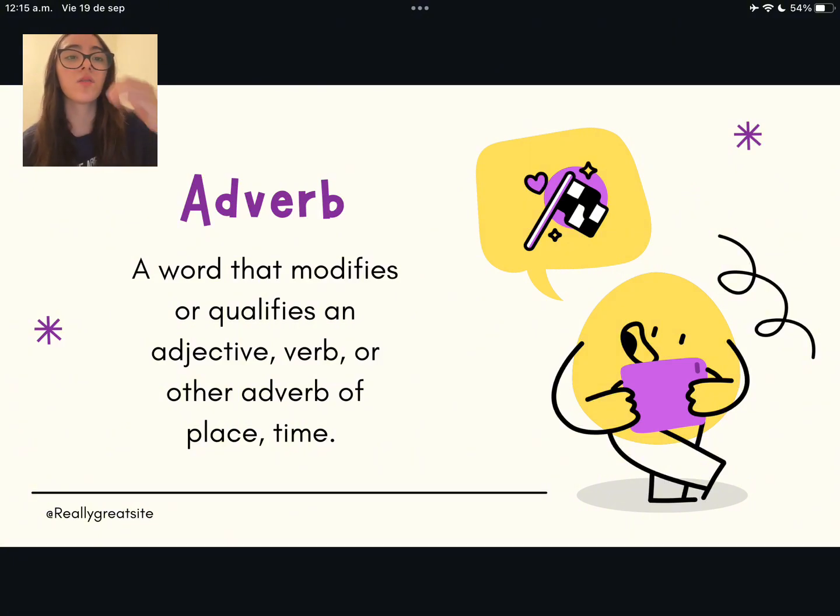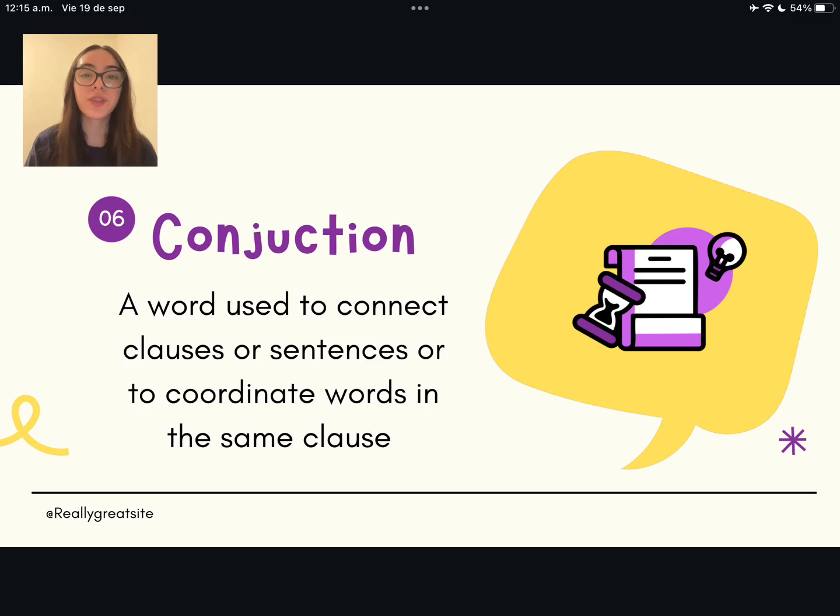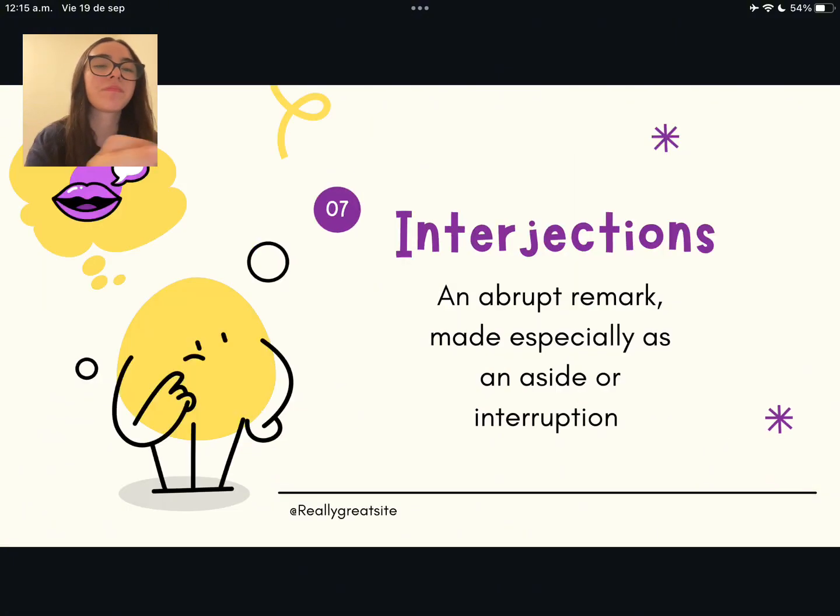And then we have the preposition, which is a noun or pronoun expressing a relation to other words or elements in the clause. The conjunctions are the ones that connect one phrase with another. For example, and, but, because, or. The interjections are words that express feelings and emotions, like wow, ouch, hey, ha.